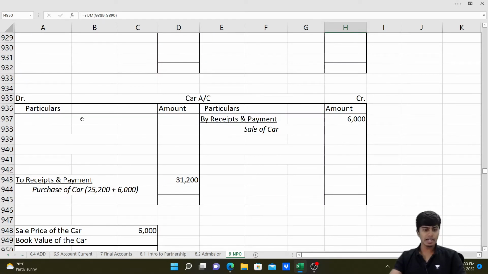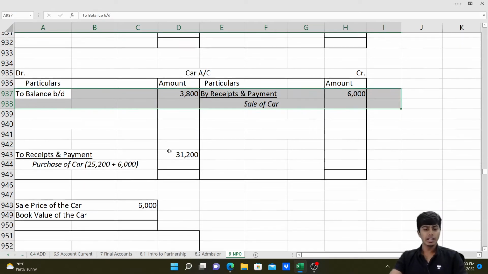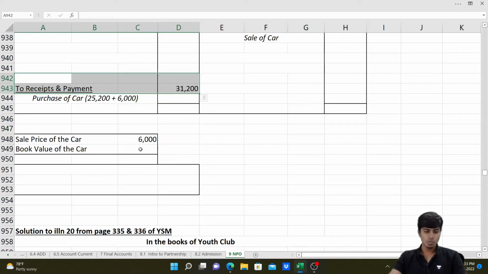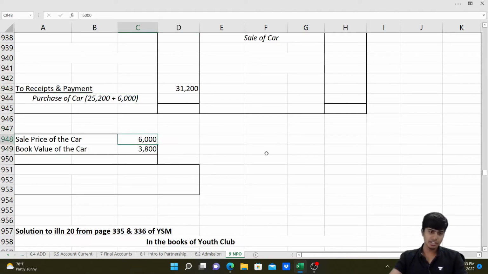We have prepared car account in which I'll write here balance brought down 3,800. So this 3,800 rupees worth car is sold for 6,000 and we newly bought a car for 31,200. Get it? So book value of the car is 3,800. Sale value is 6,000. Selling price is greater than book value. So we have made profit on sale. How much? 6,000 minus 3,800, which is 2,200.